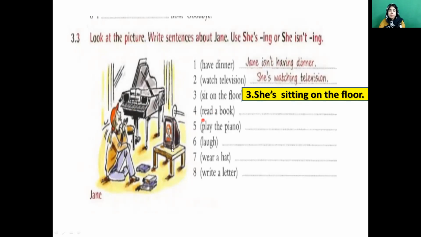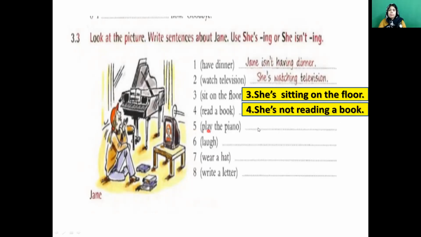Then number 4, read a book. We can see in the picture there are many books, but Jane is not reading. Okay. So the answer will be, she's not reading a book. She is not reading a book now.